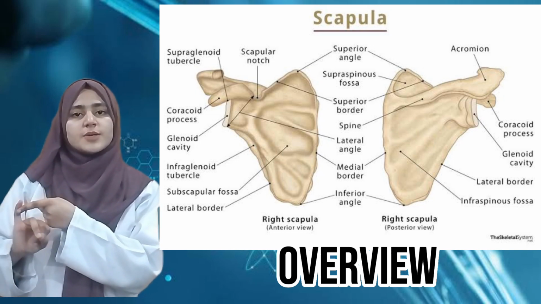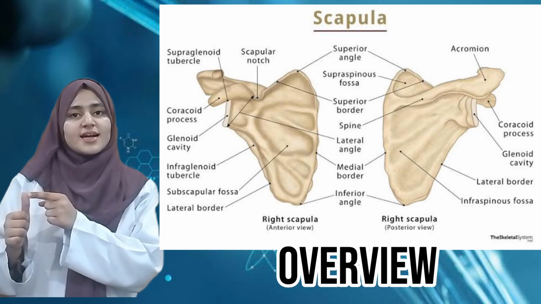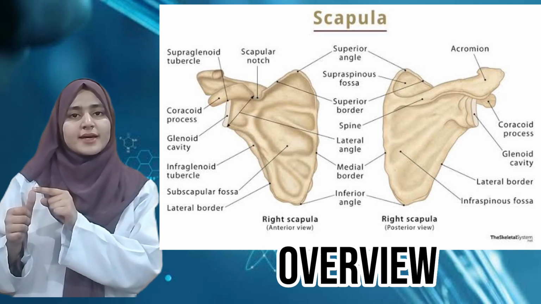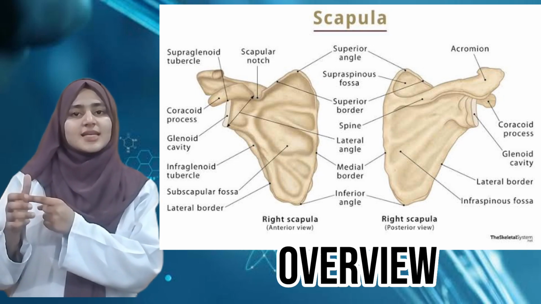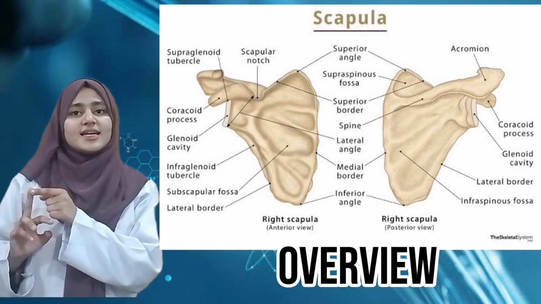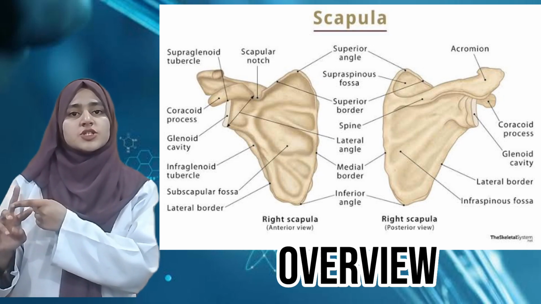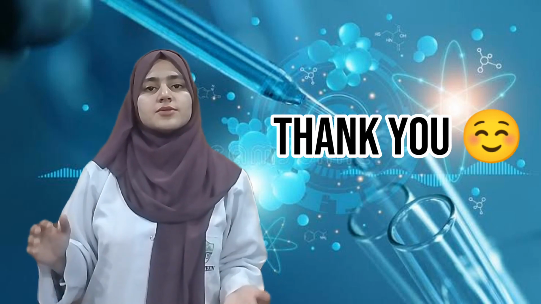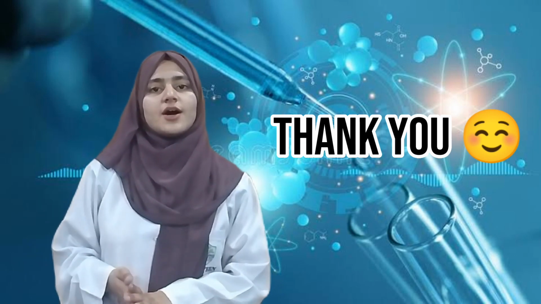spine process, acromion process, and coracoid process. And there are some articulations: the supraspinous fossa, infraspinous fossa, subscapular fossa, and then the suprascapular notch, facet, and glenoid cavity. And that's all about the anatomy of the scapula.